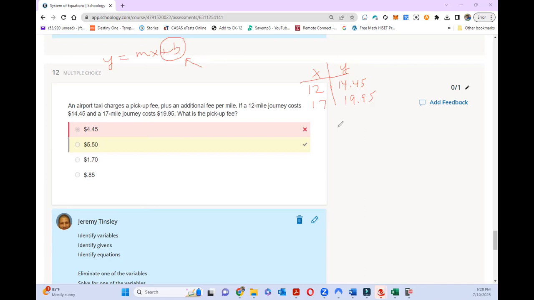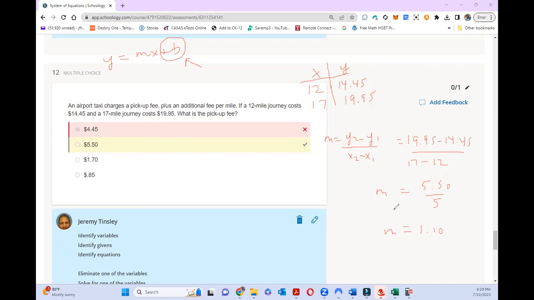If we have two points, you can use your calculator, but I'm going to do it by hand. So how do we find the slope? y2 minus y1 over x2 minus x1. So 19.95 minus 14.45, over 17 minus 12. That's 5.50, divided by 5. So that gives us $1.10 per mile. So our slope is $1.10 per mile.